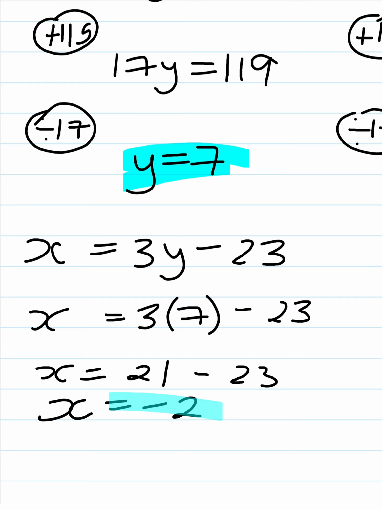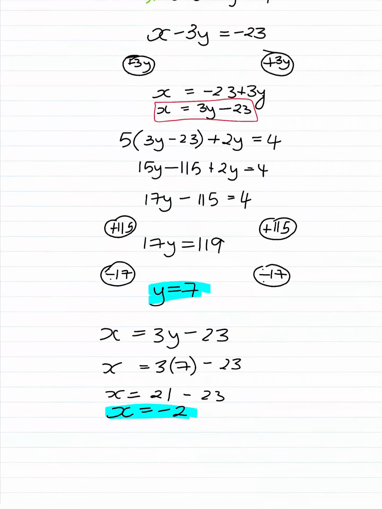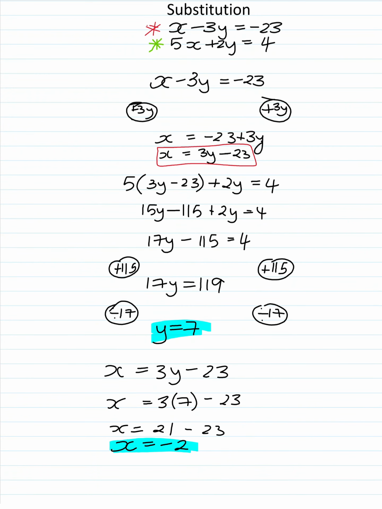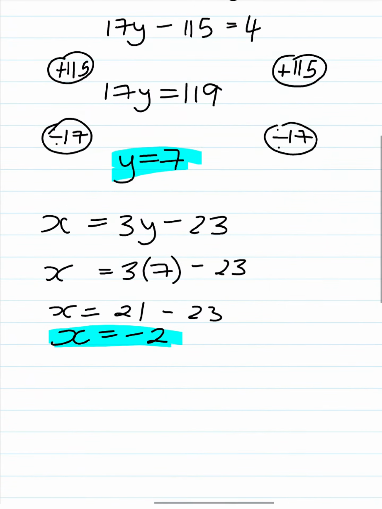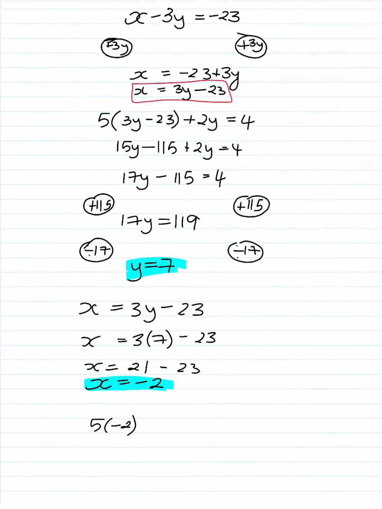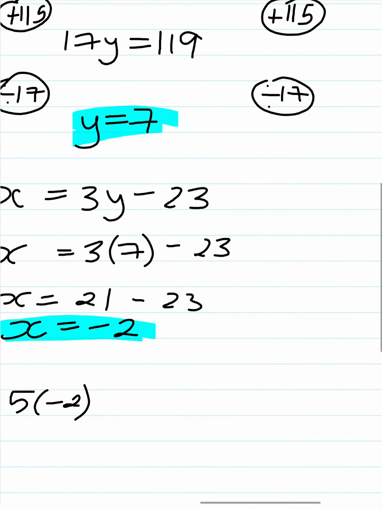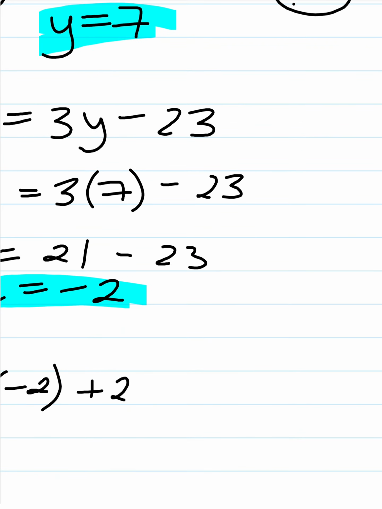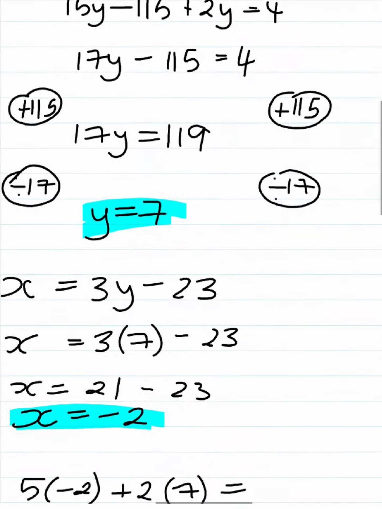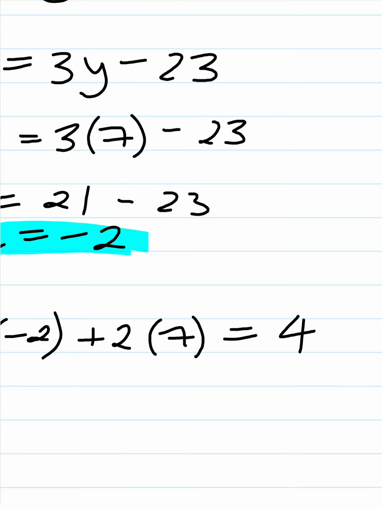And now that we've solved for both x and y, we can perform a similar check by substituting it into either equation. Because we've already used the equation which involves the 3y, I'm going to substitute our values for x and y into the green equation. So 5 lots of x, so 5 times minus 2, plus 2y, and y was 7, should equal 4, if we have got the correct answer.